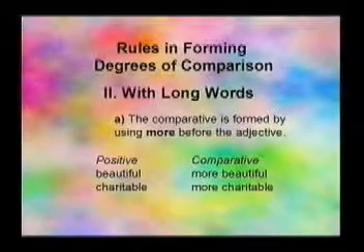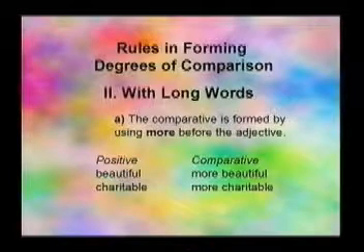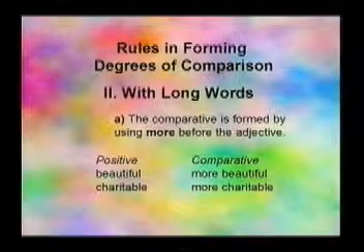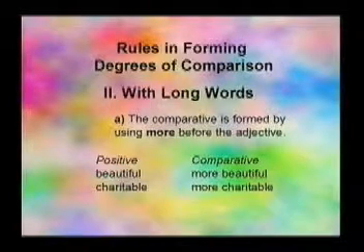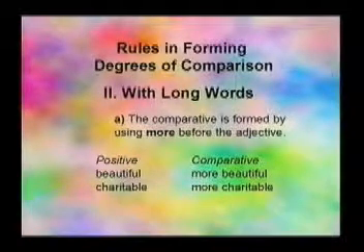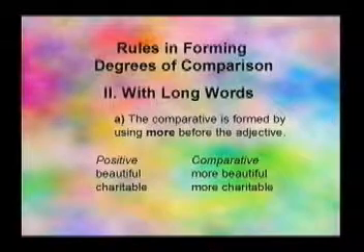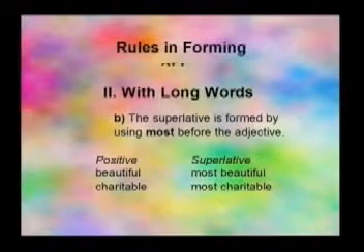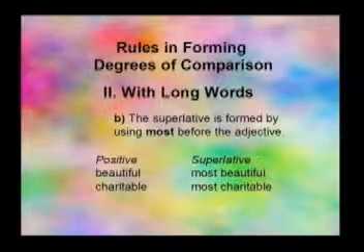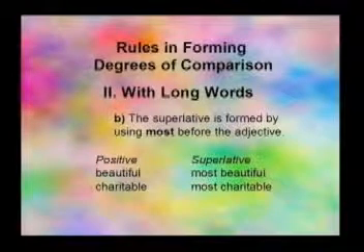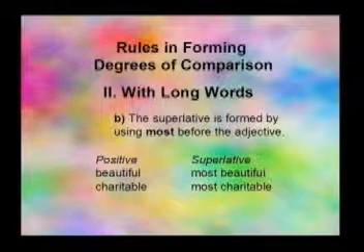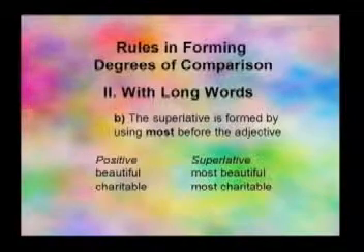With long words, the comparative is formed by using more before the adjective. For example, positive, beautiful, comparative, more beautiful. Charitable, more charitable. The superlative is formed by using most. For example, positive, beautiful, superlative, most beautiful. Charitable, most charitable.